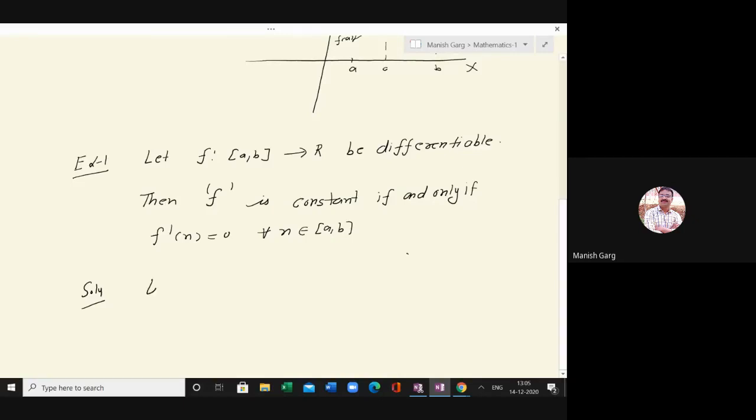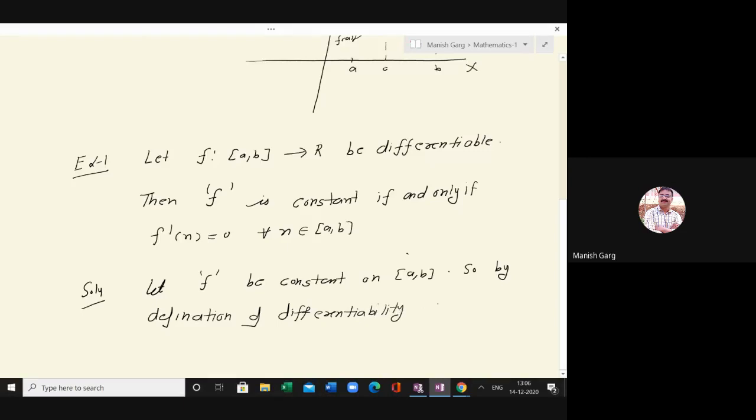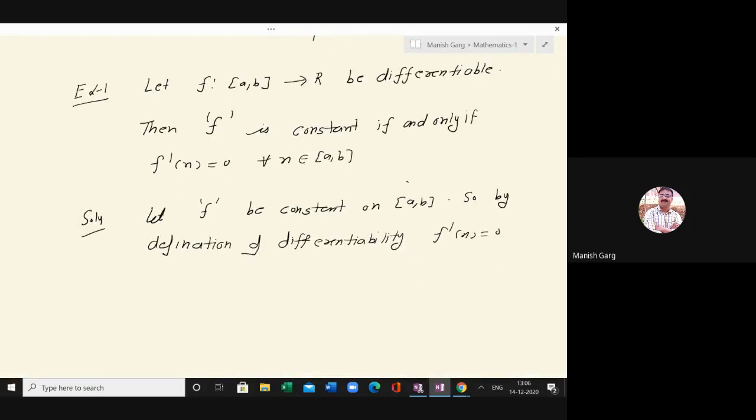So I am proving. Let f be constant on AB. So by definition of differentiability, f dash x is equal to 0, because why? Limit h tends to 0 of f of x plus h minus f of x over h. So this is 0, constant.